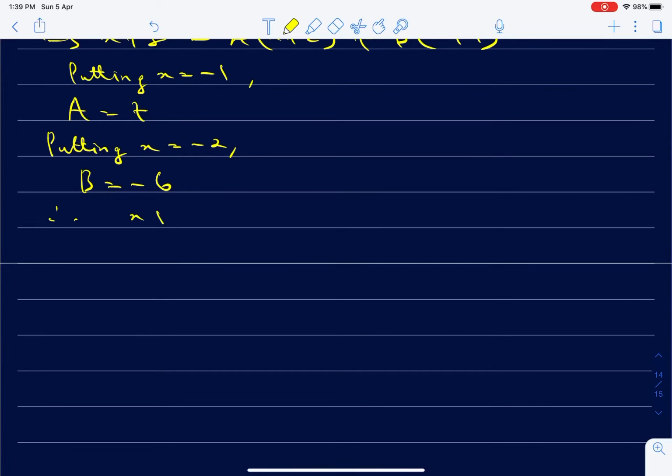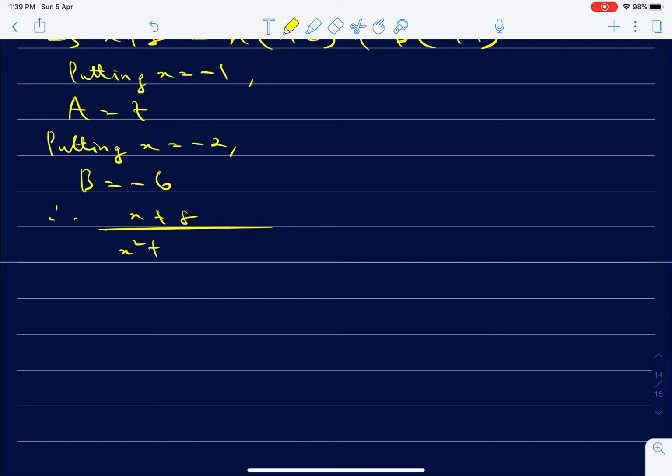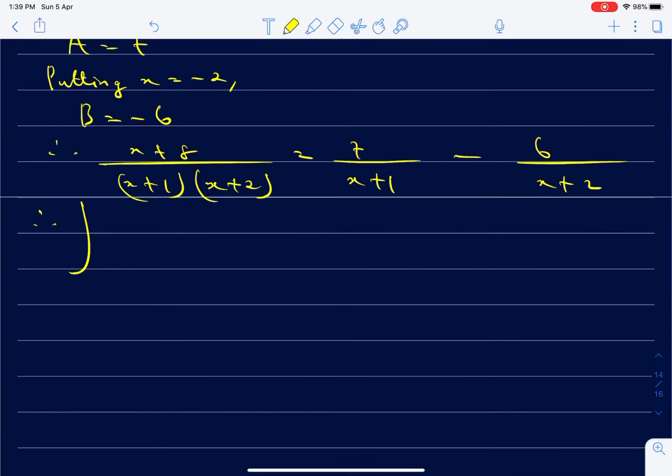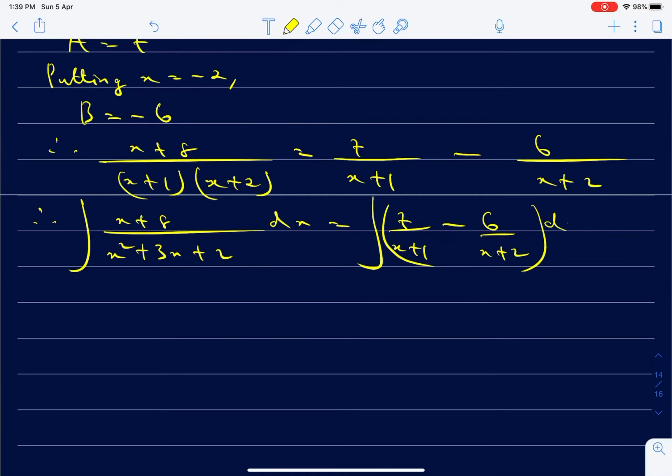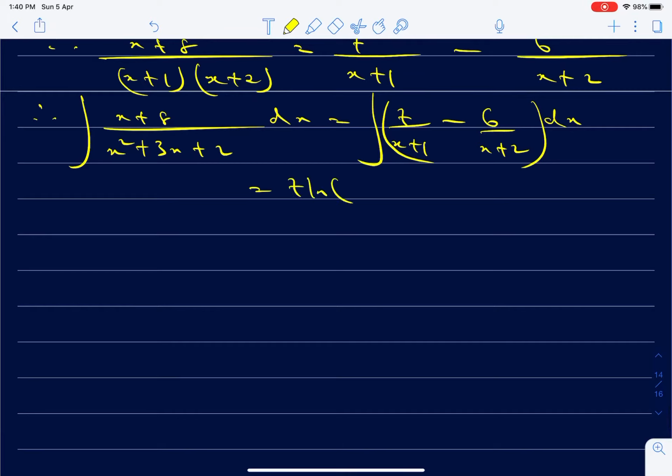So what that simply means is that x plus 8 divided by x squared plus 3x, or if you like, let me write it, x plus 1 times x plus 2 is the same as 7 over x plus 1 minus 6 over x plus 2, and therefore x plus 8 divided by x squared plus 3x plus 2 with respect to x is the same as the integral of 7 over x plus 1 minus 6 over x plus 2 all with respect to x, and that's the same as 7 ln x plus 1 minus 6 ln x plus 2 plus c.